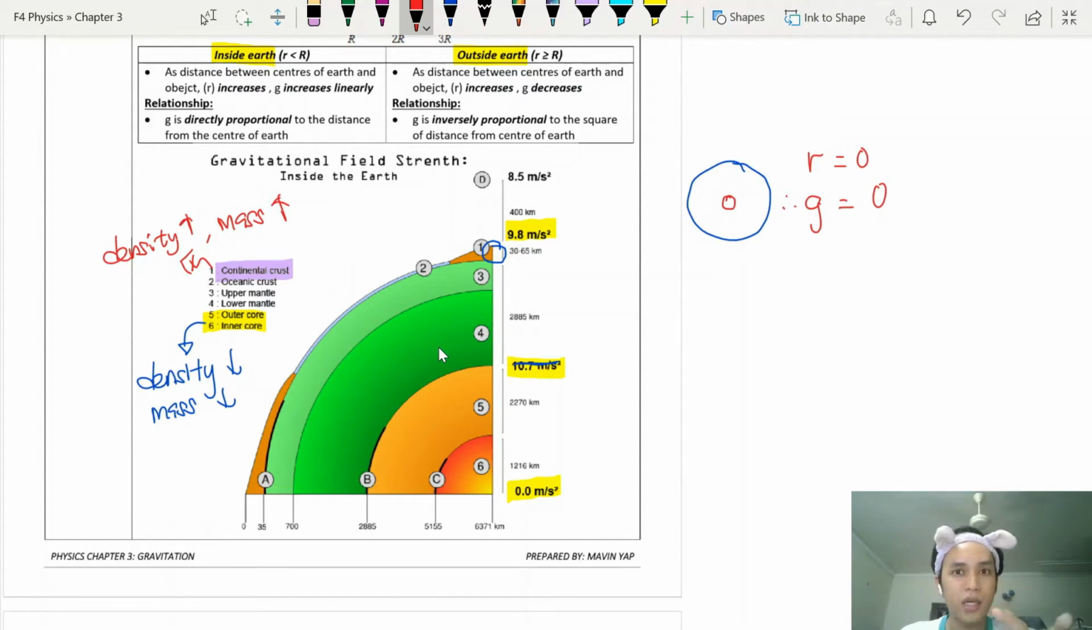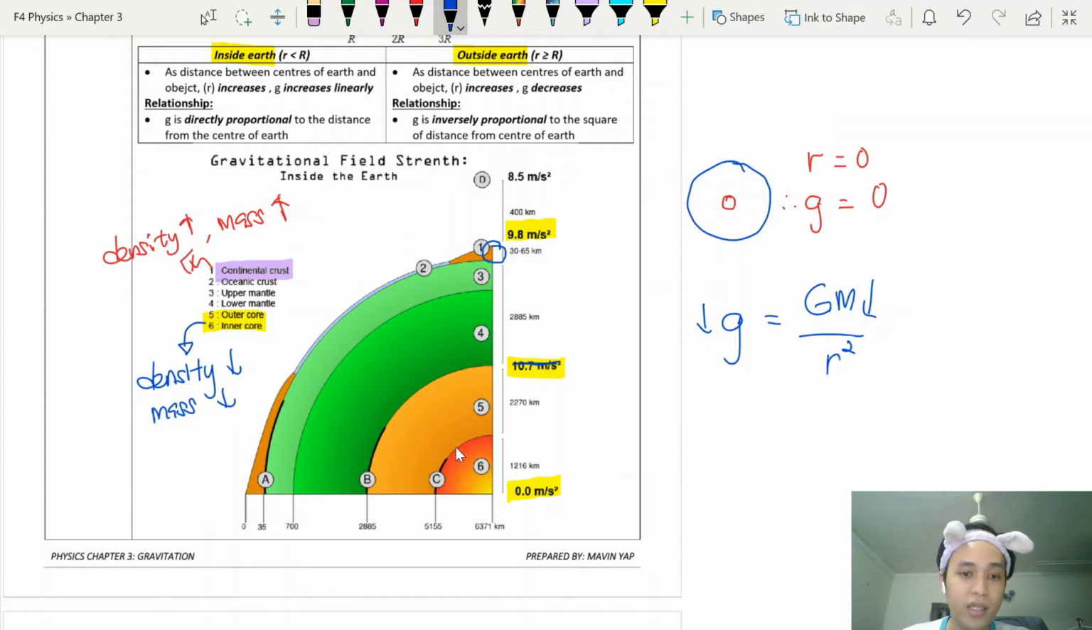Okay, so now you know where I'm going, right? Because if the mass is lower, what happens to the formula here? Since the mass is smaller, therefore the gravitational acceleration is smaller at this part. Whereas on the surface, because the density is higher compared to the core, the mass is also higher. Therefore, when the mass increases here, your g also increases.